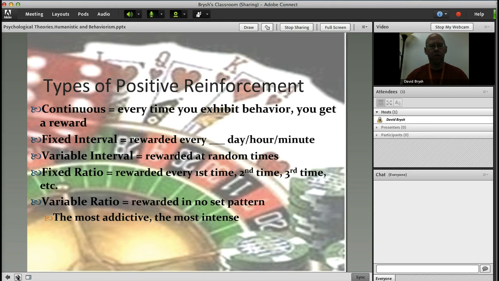Variable intervals are where you're just rewarded at random times, and this is what you can do if you're a parent to kids after you've done the continuous stuff, right? You might do continuous for a while and then back off a little bit, do a fixed interval, maybe once a day, right? Hey, you went to the potty every time today, right? So that's fantastic. We'll give you maybe a handful of M&Ms this time, right? For dessert today. And then a variable interval, you're rewarded at random times.